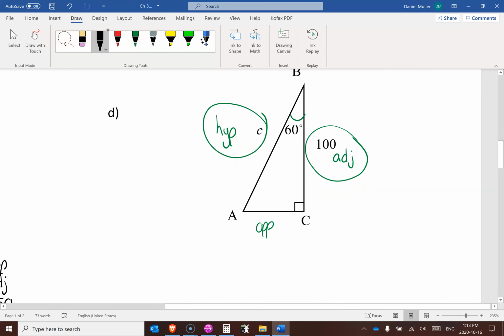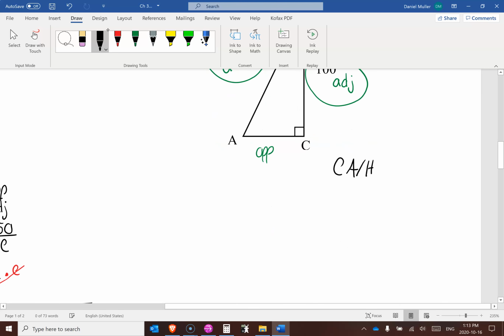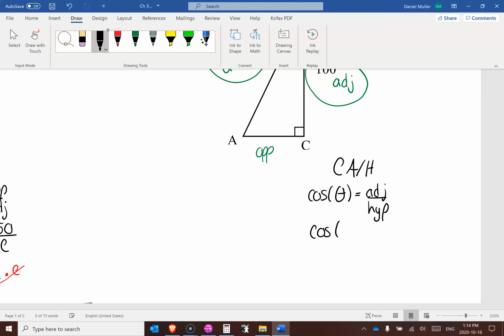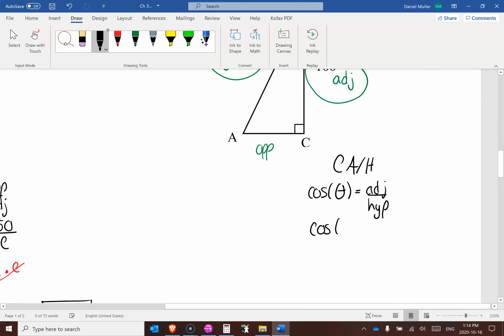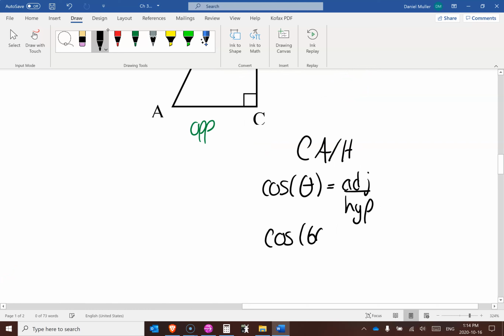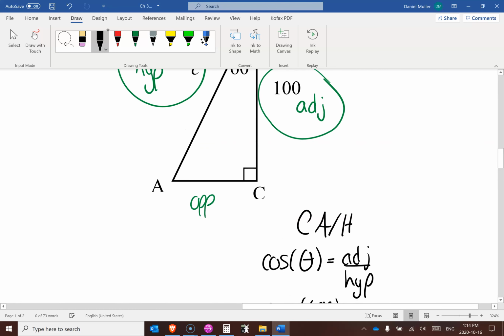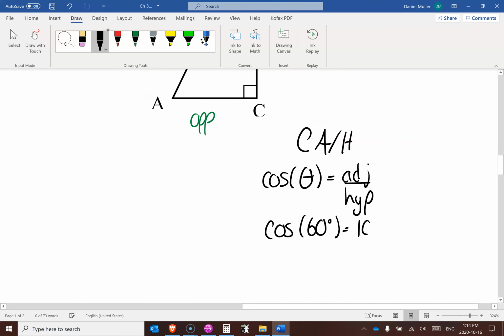So it's A and H. That would be CAH. A and H happens with cosine. So cosine of some angle equals A over H, adjacent over hypotenuse. So cosine of the angle, what is the angle? 60 degrees equals adjacent, which is 100, over hypotenuse. Hypotenuse was just the letter C.